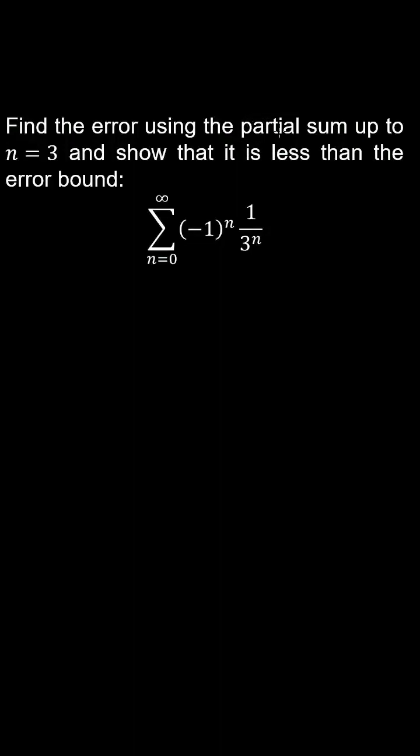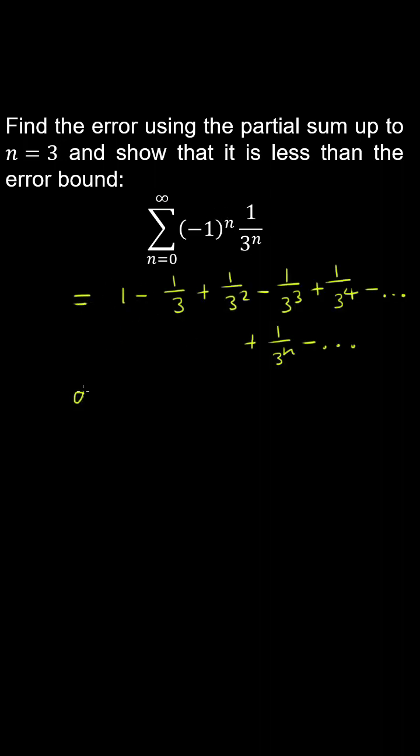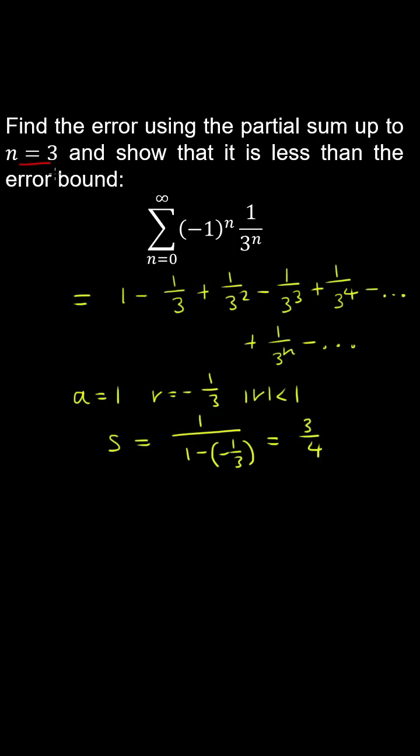Find the error using the partial sum up to n equals 3 and show that it's less than the error bound. So we can expand the series as follows. And in this geometric series, a is equal to 1 and the ratio between terms is minus a third. And therefore the series converges, because the absolute value of the ratio is less than 1. So the sum of the series is equal to a on 1 minus the ratio, which is 1 on 4/3 or 3/4.